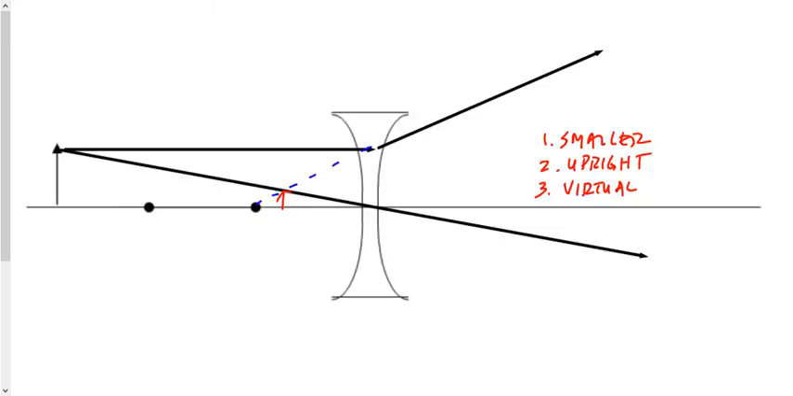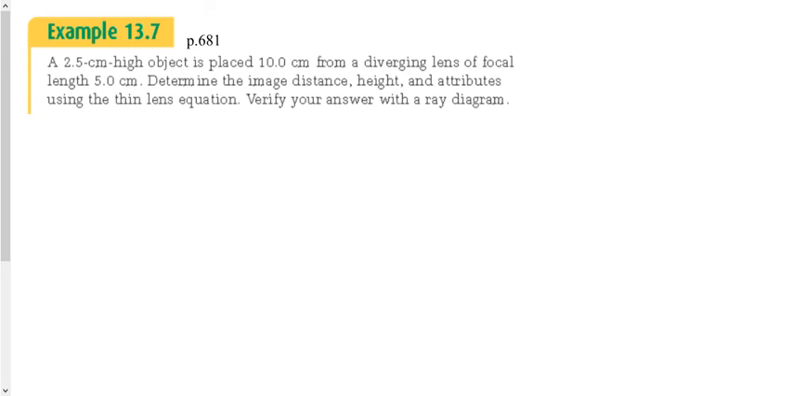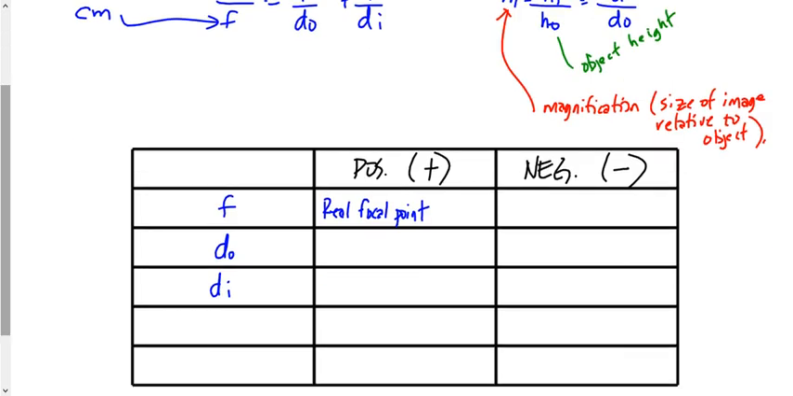So we're going to say that F is going to be positive. F is going to be positive when we have a real focal point or whenever we have a converging lens.